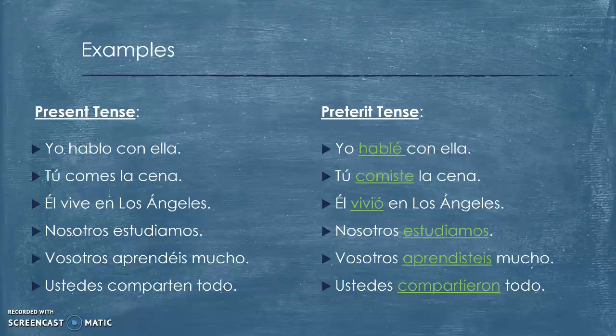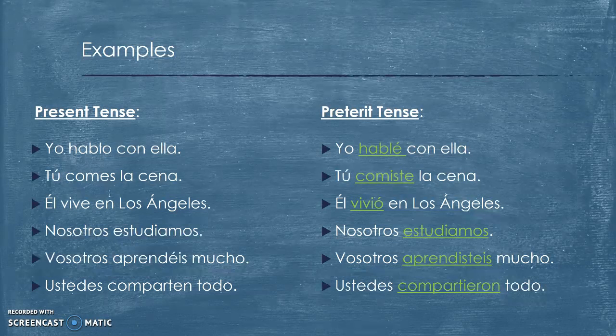So let's look at some examples of how an AR, ER, and IR verb would go from the present tense into the preterite. Yo hablo becomes hablé. Tú comes becomes tú comiste. Él vive becomes él vivió. Nosotros estudiamos doesn't change. Nosotros estudiamos. So the funny thing is with nosotros, a lot of the verbs will actually not change because the ending is the same in the present and the preterite.